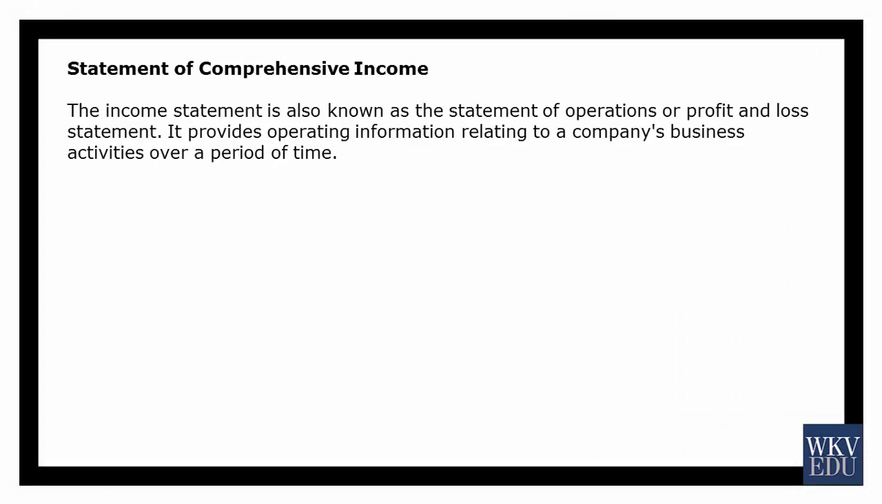We now move on to the statement of comprehensive income. The statement of comprehensive income or the income statement is also known as the statement of profit and loss. It is known as a statement of financial performance because it provides operating information relating to a company's business activities over a particular time period. In the income statement, on a simplistic note, we have incomes and expenses. And the difference between the income and the expenses would be termed as the net income. It is the income available to the equity shareholders or the owners of the company.